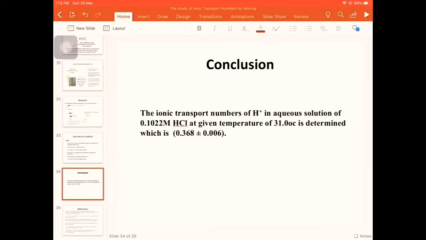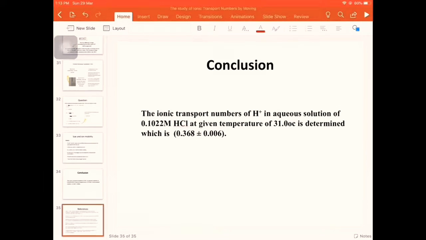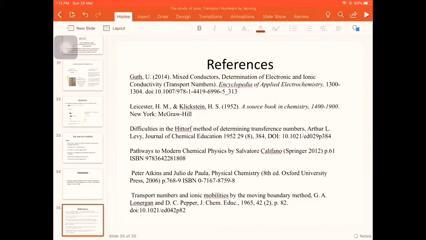0.1022 molar HCl at a given temperature of 31.0. So this is the reference that I used.